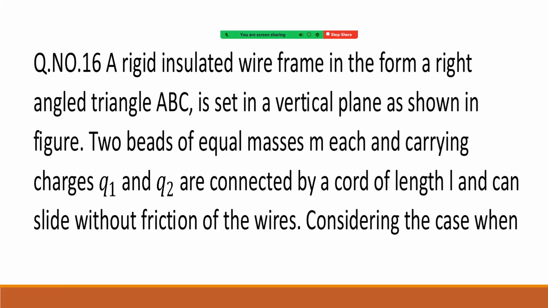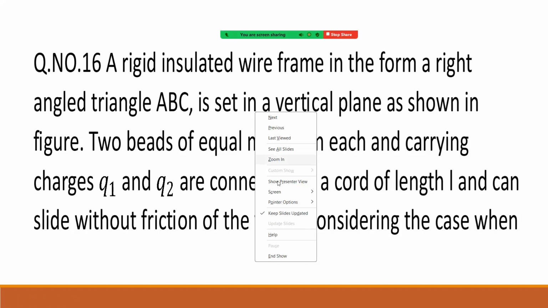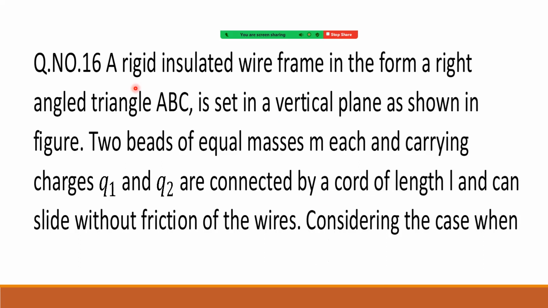Hi students, in this lecture I am going to discuss previous IIT problems based on the concepts we have learned till now. See the first one: a rigid insulated wire frame in the form of a right angle triangle ABC is set in a vertical plane as shown in the figure.